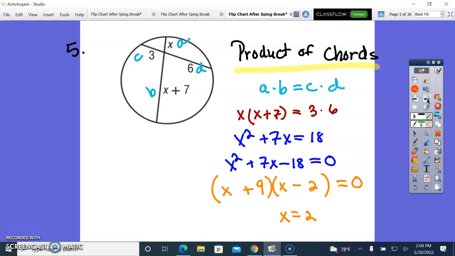I did not use the x is negative 9 because, again, x is a length of a part of a chord in the circle, so we can't have negative distance. And so my answer is x is 2.